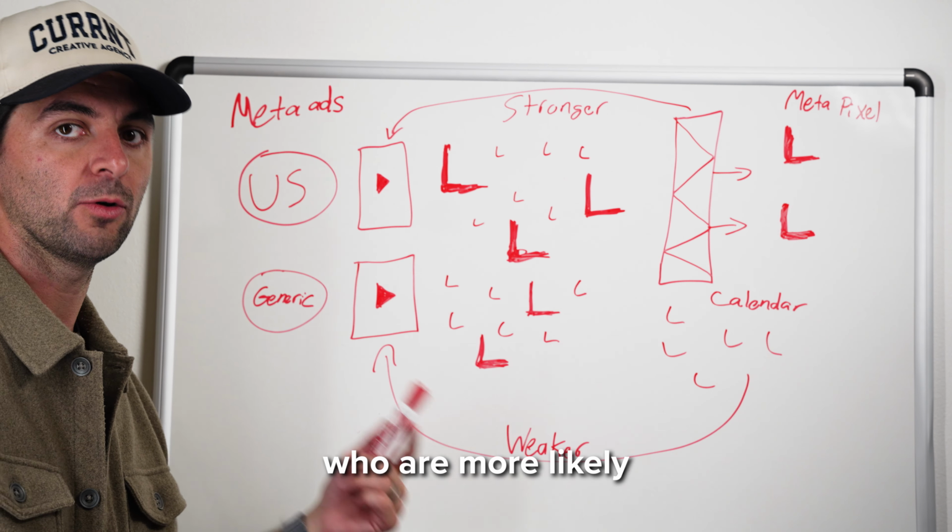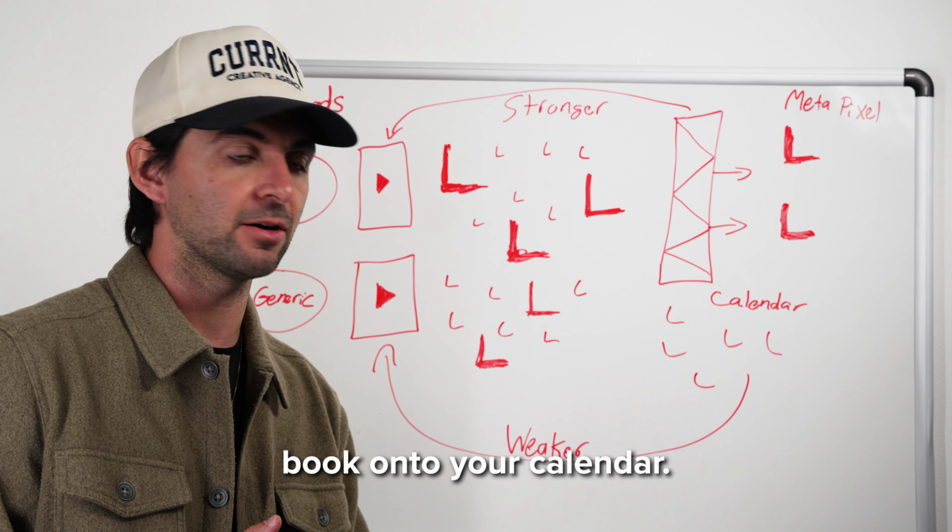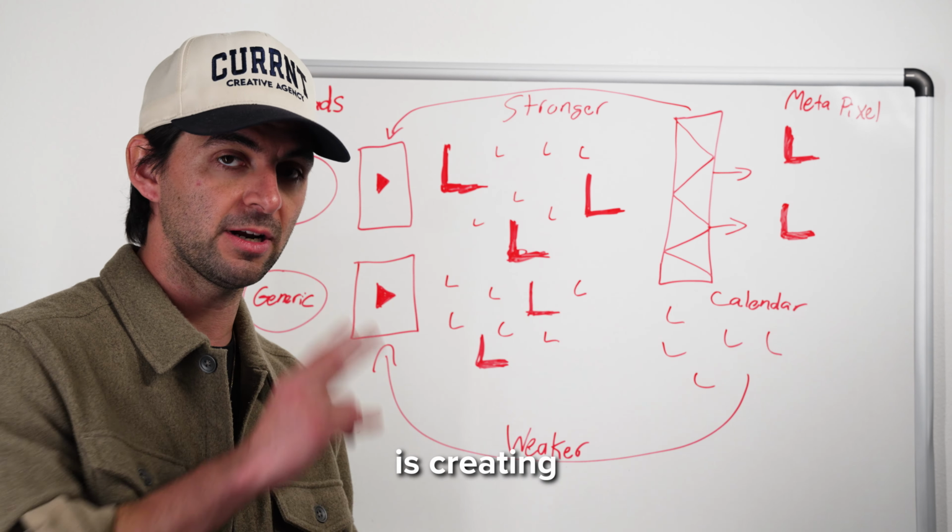Now, the problem is that most people run these ads and they don't filter anyone out. As a result, they get a lot of low quality, low intent leads booked onto their calendar. What this does is create, on paper, a low cost per lead. And so they're able to go back to their clients and say, look, you have a low cost per lead booked onto your calendar. But what it's doing is creating two big problems.